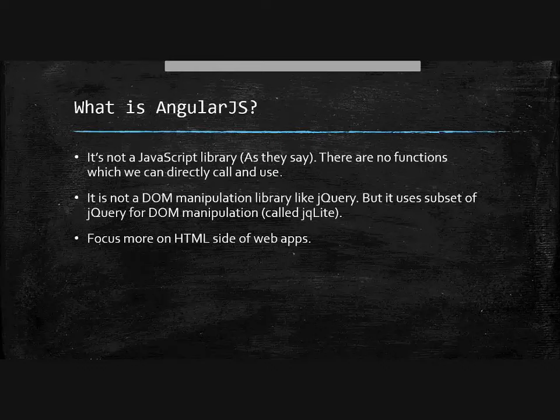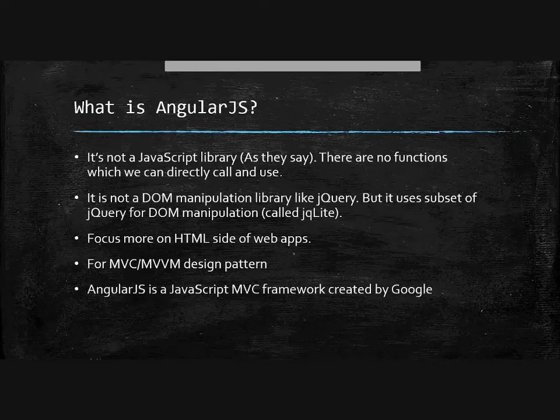AngularJS basically focuses more on MVC and MVVM design patterns. As you all know, MVC, MVVM, and MVW are more in fashion now. We just saw what is MVC and how it can simplify the user interface for web applications. So what happens in AngularJS is we try to use these design patterns to build our website more interactively and in a better manner. So AngularJS is basically a JavaScript MVC framework created by Google to build properly architected and maintainable web applications.